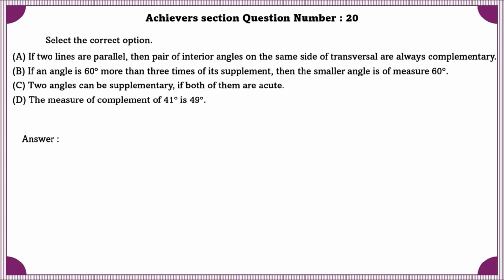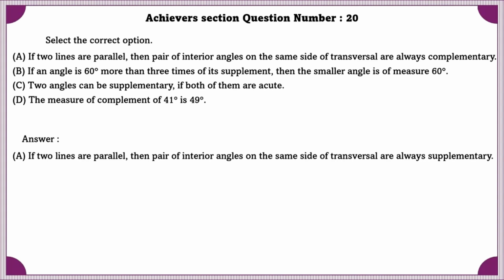Achiever section question number 20. Select the correct option. A. If two lines are parallel, then pair of interior angles on the same side of the transversals are always complementary. If two lines are parallel, then pair of interior angles on the same side of the transversals are always supplementary. So the A option is false.